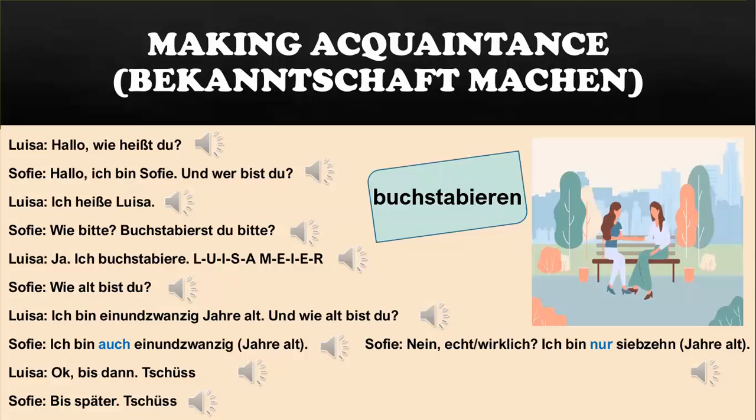Now to Luisa's question, Sophie could answer in another way. Nein, wirklich? Ich bin nur 17 Jahre alt. If you remember from the previous tutorial, I mentioned that echt means really, and echt can be used in a question or an answer, as in this case.